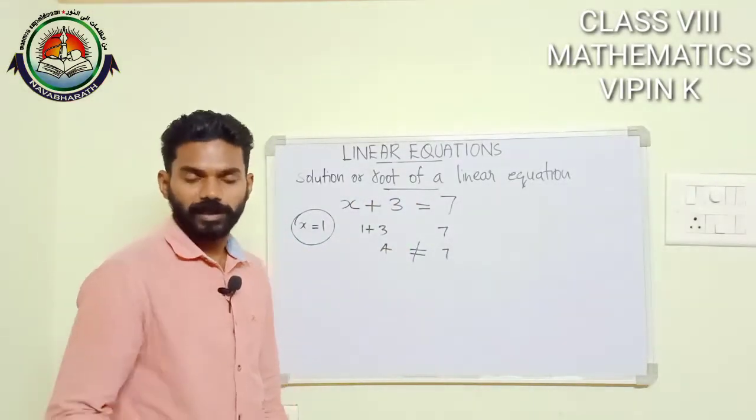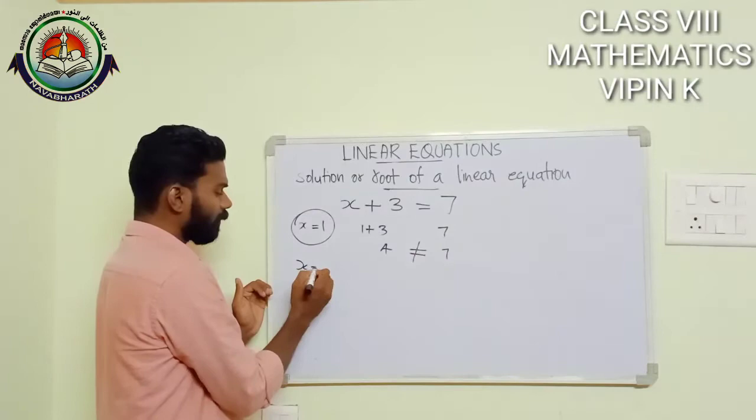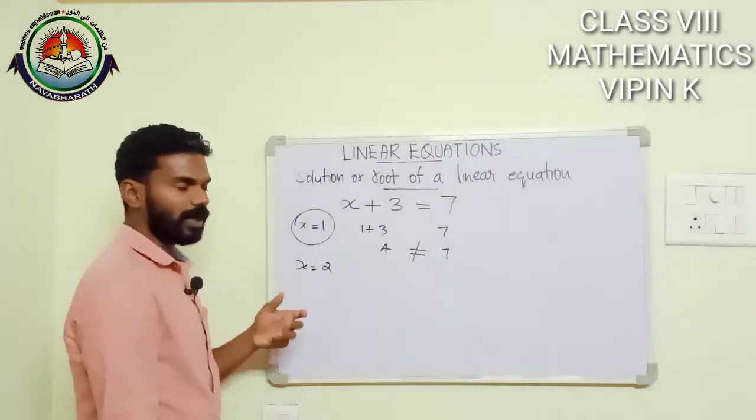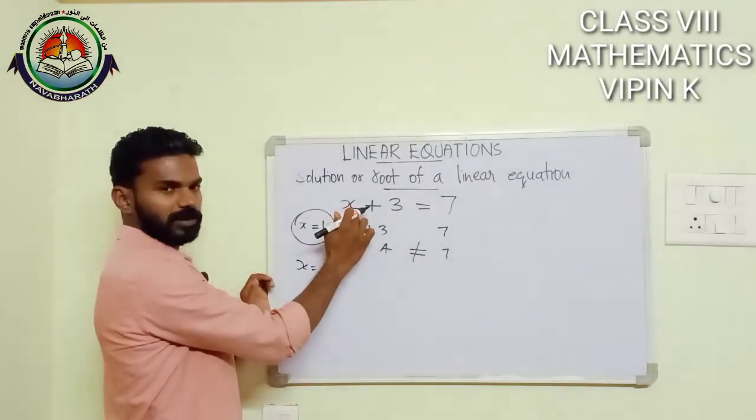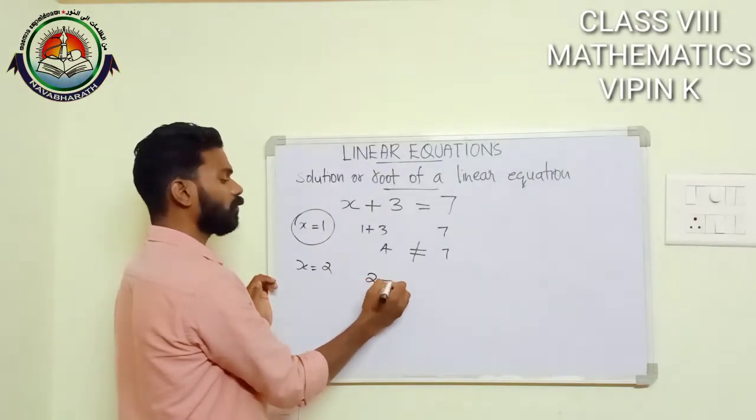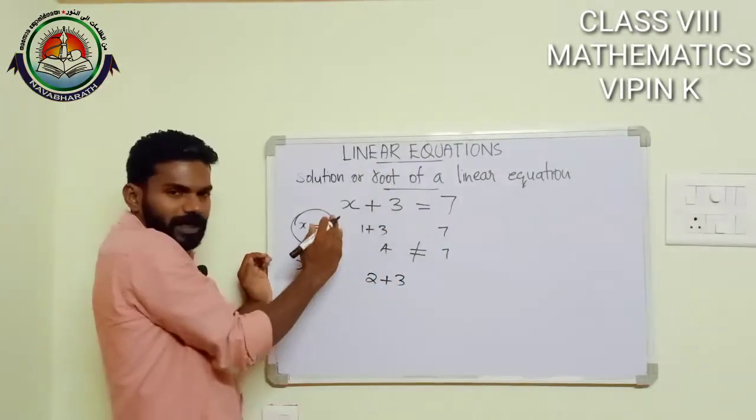Okay. Now let the value of x be 2. Then what happens? You need to put 2 here, so that it would be 2 plus 3 on the left hand side.